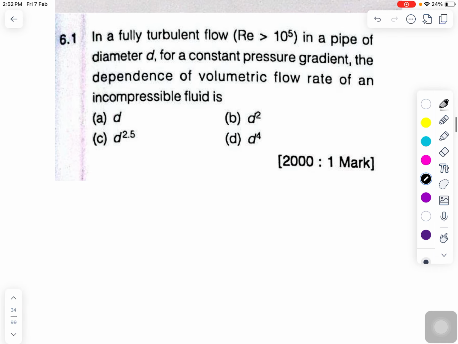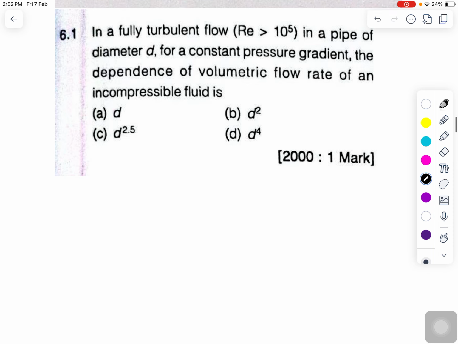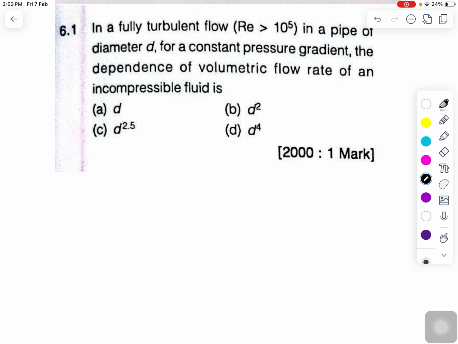So the first question says: in a fully turbulent flow in a pipe of diameter d, for a constant pressure gradient, the dependency of the volumetric flow rate of the incompressible fluid is. So here you are supposed to understand the dependency of volumetric flow rate on diameter, since pressure drop is constant. When I am talking about the pressure drop delta P divided by L in case of turbulent flow, that will equal 1 by 3 f L Q square divided by d to the power 5.